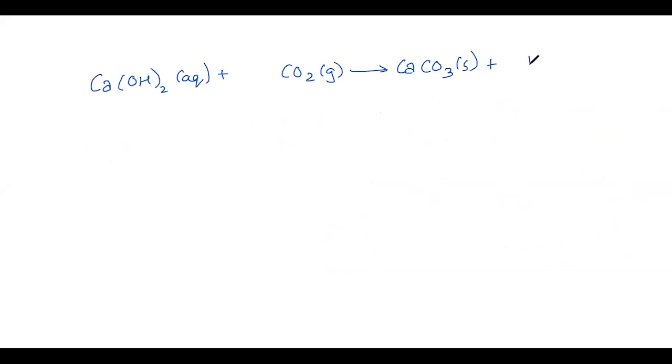So the equation over here is calcium hydroxide, aqueous, reacts with carbon dioxide gas to give calcium carbonate, solid, plus water. Okay, so now to balance this, we'll first make our table.